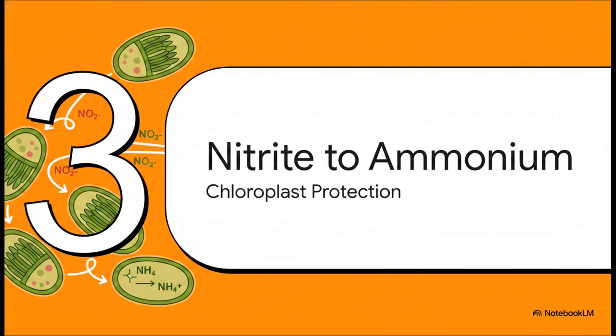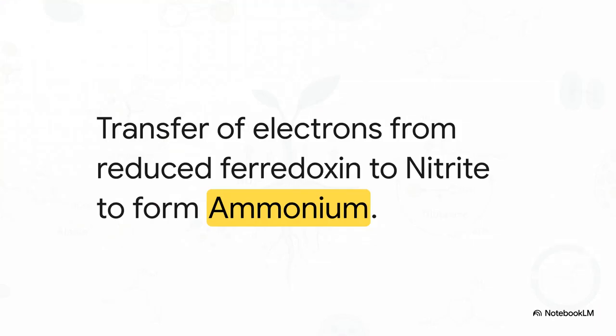Section 3. Nitrite reduction to ammonia. Chloroplast protection. To protect itself, the plant immediately transports the nitrite inside the chloroplast, where the enzyme nitrite reductase, or NiR, takes over. Now look at the scale of this reaction. We are no longer dealing with a simple 2-electron transfer. This process requires a massive transfer of 6 electrons to fully reduce that toxic nitrite into ammonium.